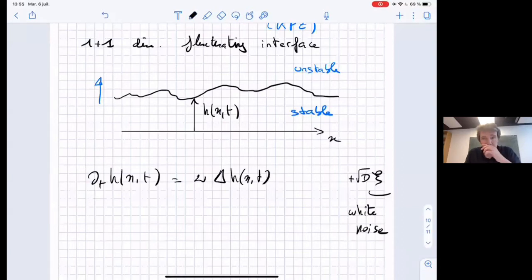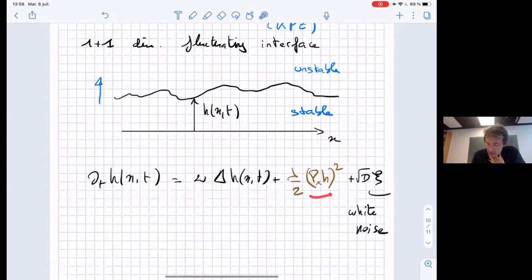So that equation is quite simple to analyze because it's just linear. But to take into account this instability, you have to break the symmetry between the stable and the unstable phase. And the most natural way to do that is to add such a term, which makes life quite complicated, which is just a term which is grad h squared. And there is a strength for this asymmetry. And again, this is because of the asymmetry between the two phases.